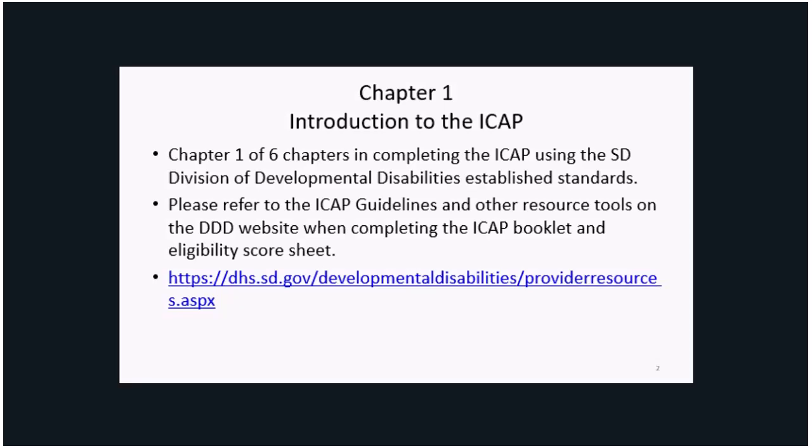So we ask that as you begin this training that you have a copy of the ICAP Guidelines with you, and you certainly can get those at the link down on this page. However, if you are unable to link on that page, you can go to the Developmental Disabilities homepage under dhs.sd.gov and click on the left side Provider Resource tab, and then scroll down alphabetically to Inventory for Client and Agency Planning. The guidelines are there, as well as the other resources that we have developed.